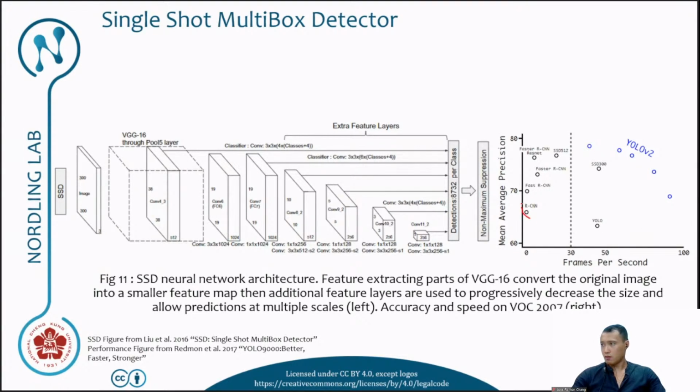Fast R-CNN is a little bit better. Mean average precision is basically a measure of accuracy, and frames per second is a measure of speed. So obviously the best models are around here. Faster R-CNN and Faster R-CNN ResNet tend to have higher accuracy than these models, at least than YOLO, but they're much slower.